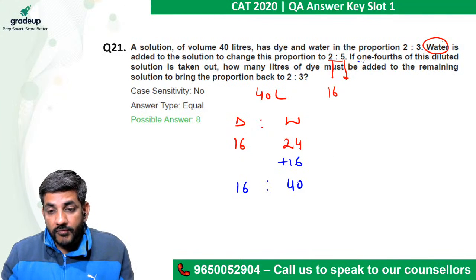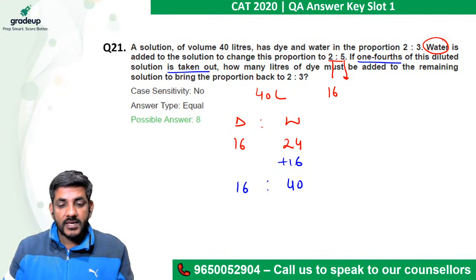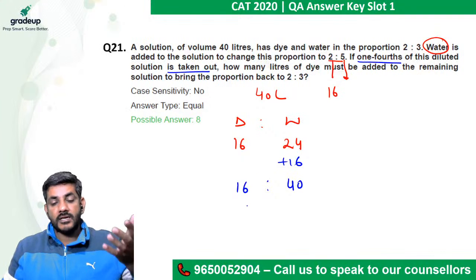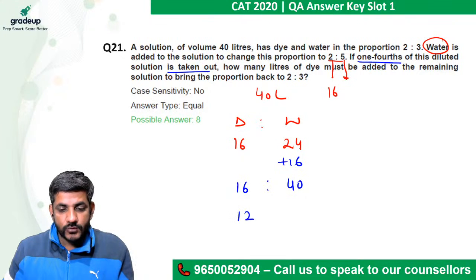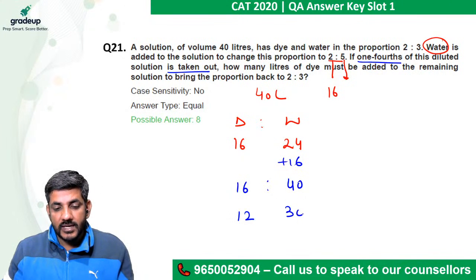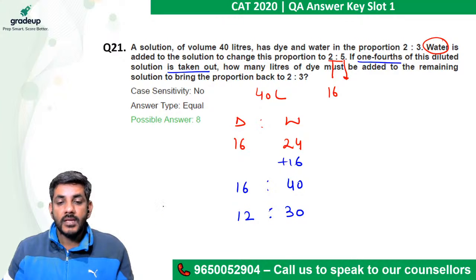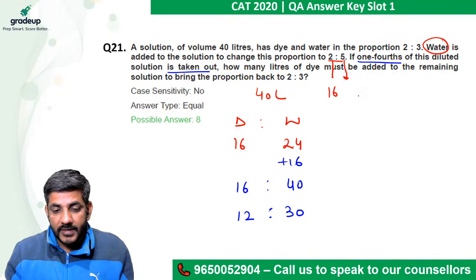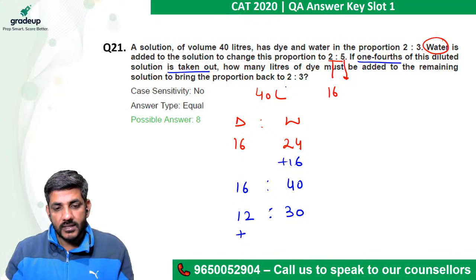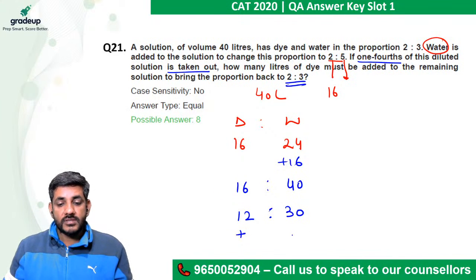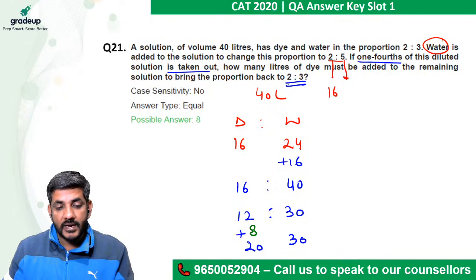Next, 1/4 of this diluted solution is taken out. So when 1/4 of the solution is taken out, 1/4 of everything comes out. Out of 16, 1/4 is gone, it is 12. Out of 40, 1/4 is gone, it is 30. How many liters of dye must be added? So only dye is to be added such that the ratio becomes 2:3. So this remains 30 and the ratio becomes 2:3. So this must be 20. And if this must be 20, how much should be added? 8. So 8 is the answer. Such a simple question.